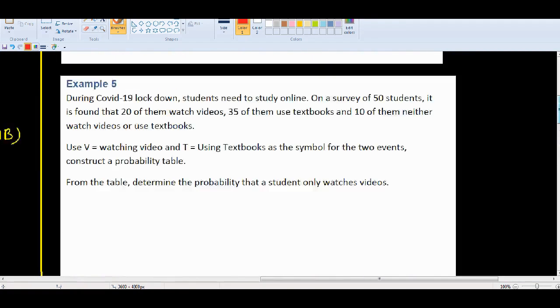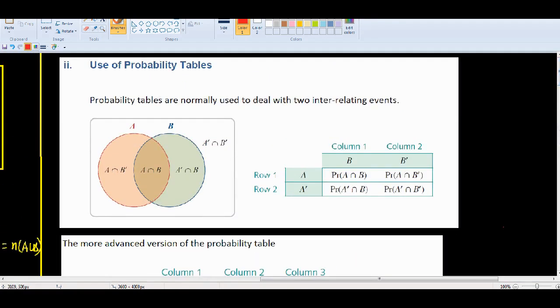Okay, let's move on to here. The next thing we're going to study is, can we interpret that Venn diagram into a probability table, or what we call a two-way table. It's very interesting because if you have 2 circles, actually you have 4 areas in that Venn diagram, namely the area which only belongs to A, the area which only belongs to B, the area which belongs to both A and B, and the area which belongs to neither A nor B. So that's 4 regions: 1, 2, 3, 4.